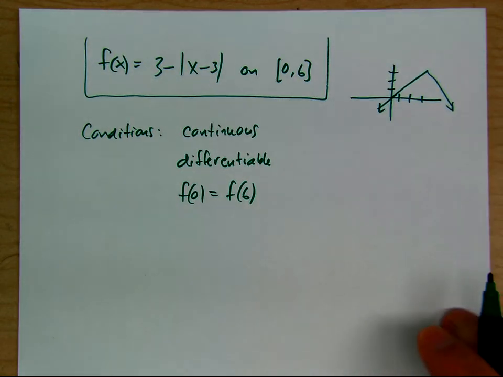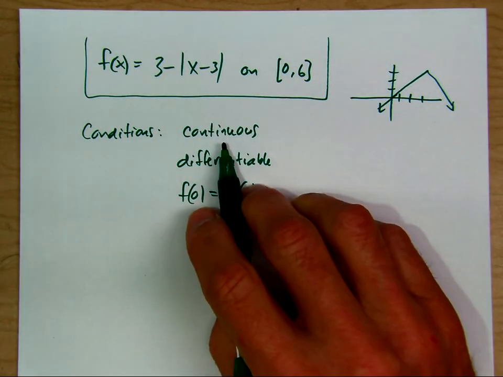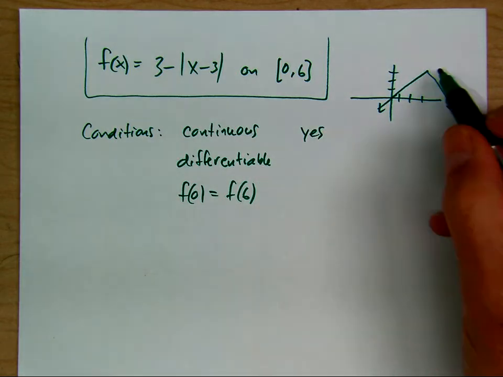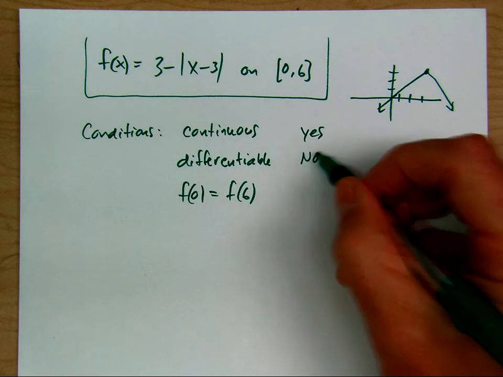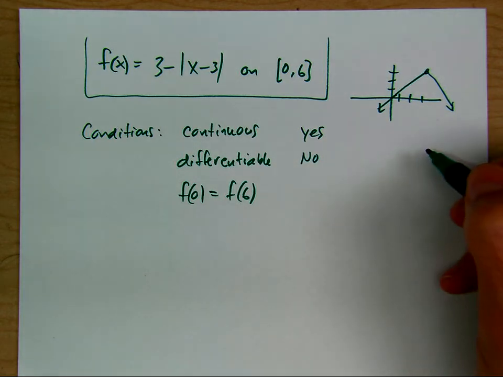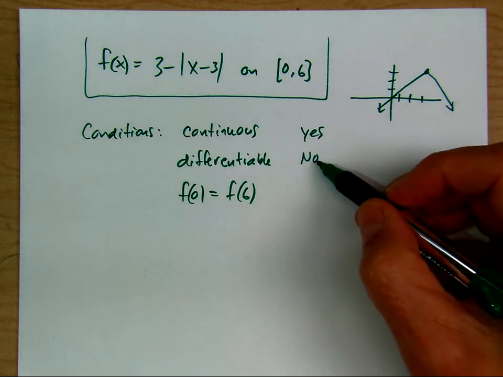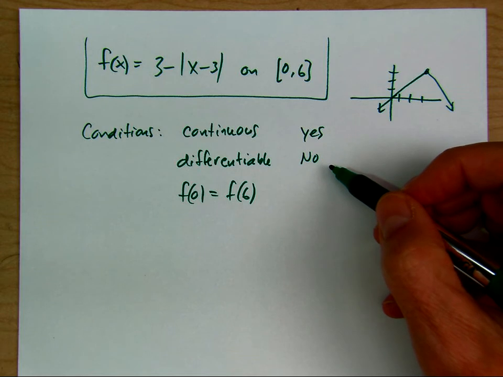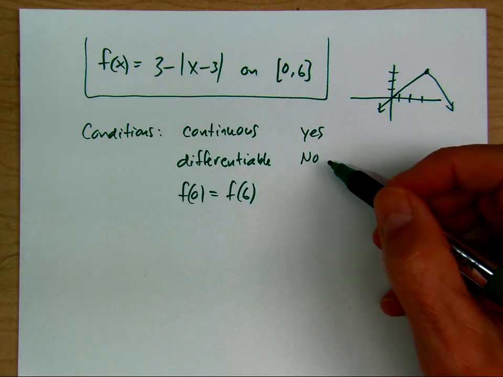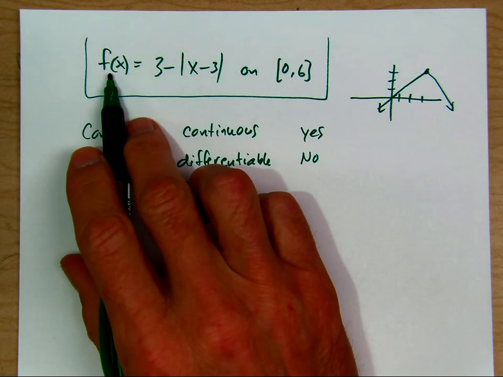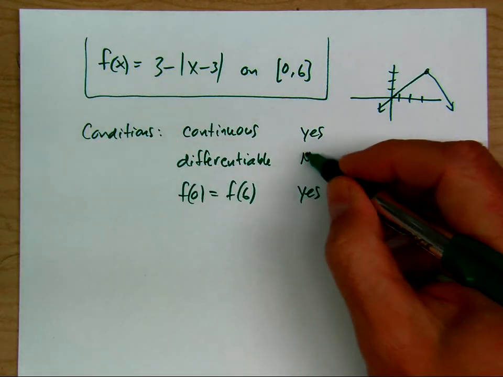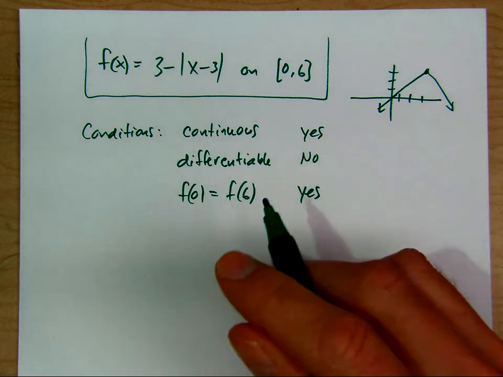So let's think about these conditions. Is it continuous? Yes. Is it differentiable? No, because it's not smooth right there. So we can just say that Rolle's theorem does not apply, and there's no c guaranteed by Rolle's theorem such that f prime of c equals 0. It turns out that is a yes, but there's a no there, so we can't use Rolle's theorem.